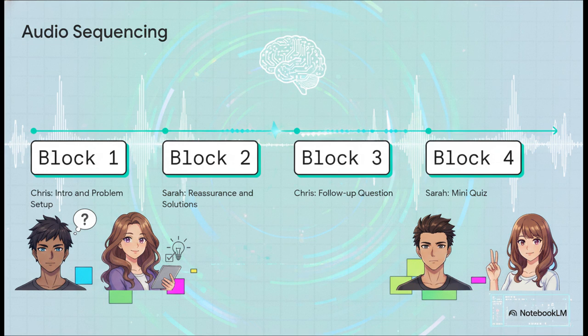Think of your audio timeline like building blocks. Block 1 is Chris setting up the problem for us. Block 2 is Sarah stepping in with her reassurances and the solutions. Block 3 bounces back to Chris for a follow-up question. And Block 4 is Sarah running a quick mini-quiz. You just alternate these dialogue blocks back and forth, weaving them together to simulate this totally seamless, flowing conversation. That dynamic back and forth is exactly what keeps your audience actively learning and completely glued to the screen.